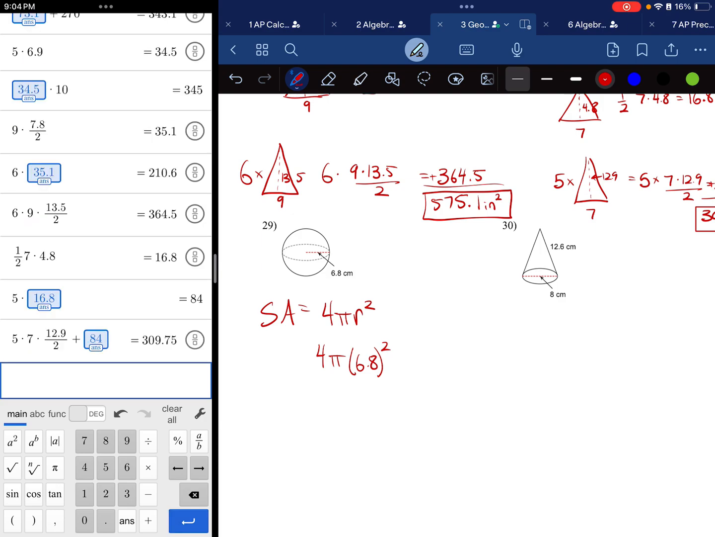And I just type this into the calculator, I'm done. 4 pi, and then I have 6.8 to the power of 2. And this is going to be equal to 581.07. Units are going to be centimeters squared. Final answer, box that one.